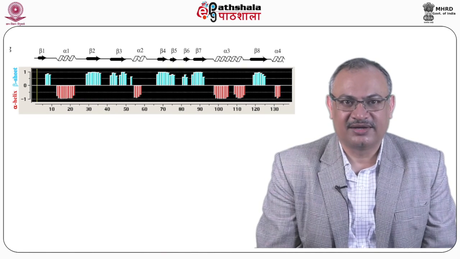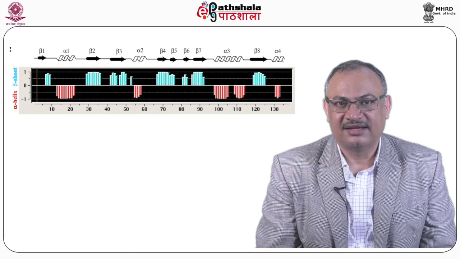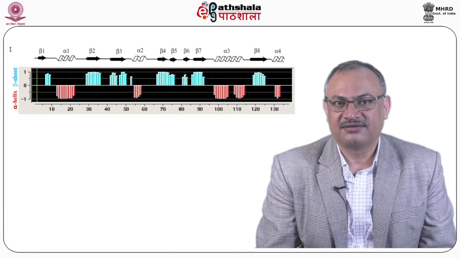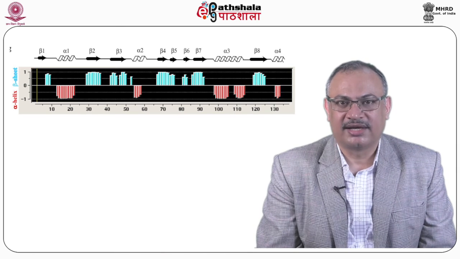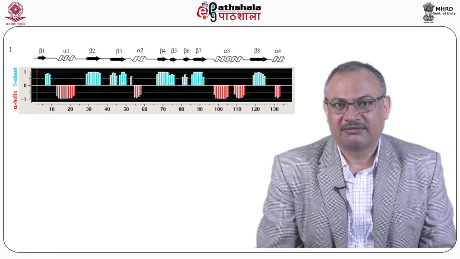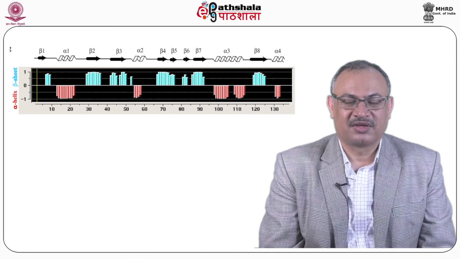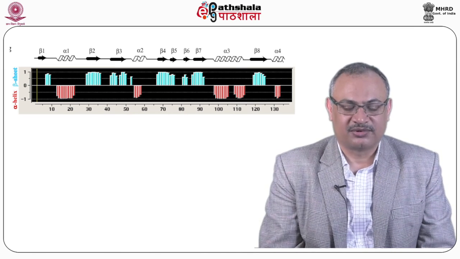then you have alpha helix 1, then you have strand 2 and strand 3, you have helix 2, then you have strand 4, strand 5, strand 6 and strand 7, which is followed by the long helix alpha 3, and then you have strand 8 and a C-terminal alpha helix. These are all predictions of secondary structure from the TALOS+ program.